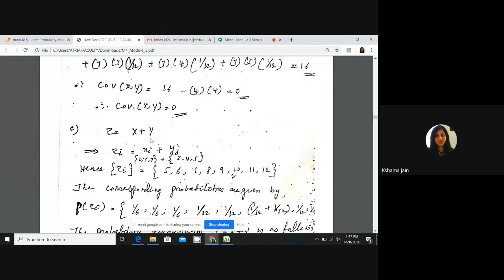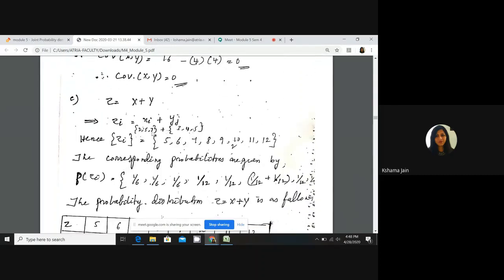Z equals X plus Y, so they are asking for data. We know that x_i are 2, 5, 7 and y were 3, 4, 5. So z_i will be correspondingly 2 plus 3 is 5, 2 plus 4 is 6, 2 plus 5 is 7, 5 plus 3 is 8, 5 plus 4 is 9, like this, and 7 plus 5, 5 plus 5 is 10. Same, 7 plus 3 is 10. It means adding together x_i plus y_j: one value will be added with all three values, the second value will be added with all three values, and the third value also.